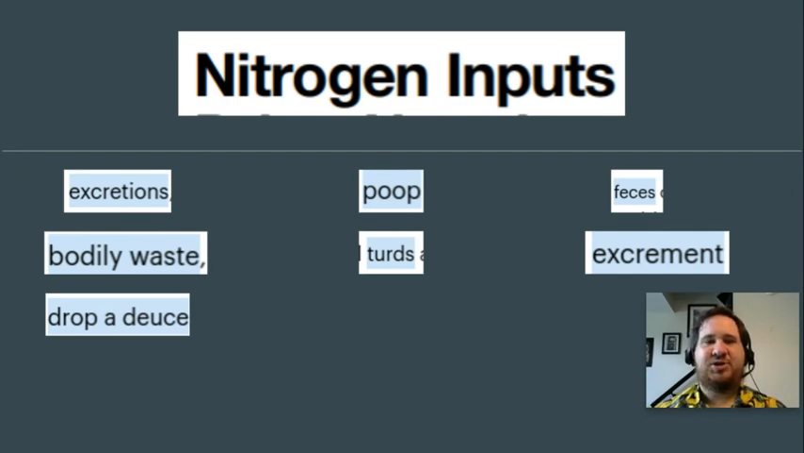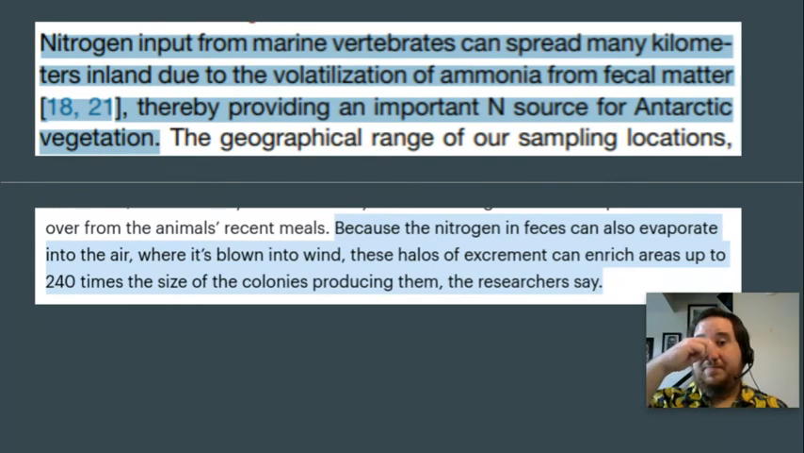And so notice how they took that very complex, oh, nitrogen inputs, what exactly does that mean? They said, oh, it's poop. Yeah, it's poop. So the person who wrote this article had a sense of humor as well. So, another example of a translation, from the original article: nitrogen input from marine vertebrates can spread many kilometers inland due to the volatilization of ammonia from fecal matter, thereby providing an important nitrogen source for Antarctic vegetation. And you're like, what are they saying? What are they saying there?